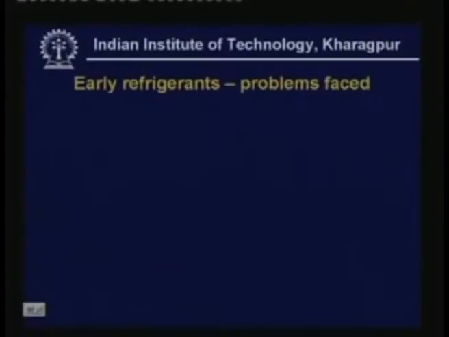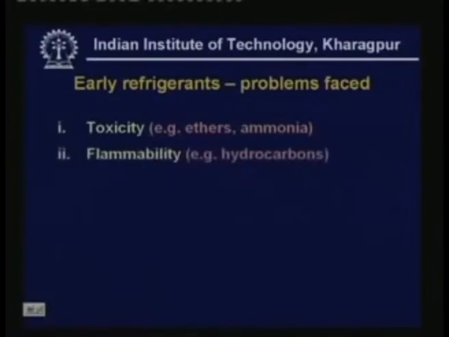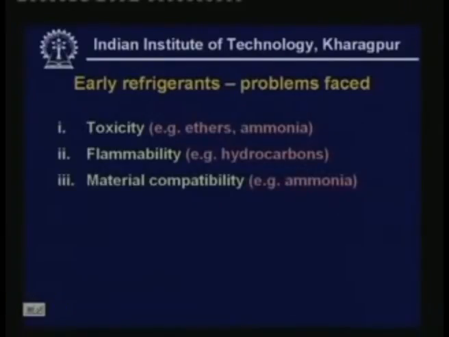As I mentioned just now, all these earlier refrigerants suffered from one problem or other. Let us look at these problems. Some of them are toxic. For example, ether and ammonia are toxic. They had the problem of flammability, particularly with hydrocarbons. Hydrocarbons are highly flammable, so this is one of the problems. And material compatibility. Ammonia is not compatible with copper, brass, etc. So, you cannot use these materials when you have ammonia in the system.